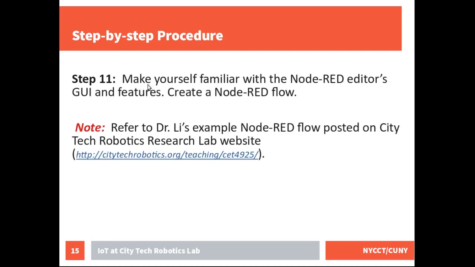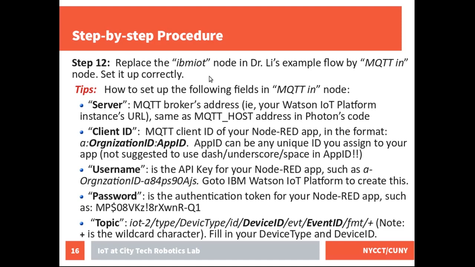Step 11. Make yourself familiar with the Node-RED editor's GUI and the features. Create a Node-RED flow. You can refer to my example Node-RED flow posted on CityTech Robotics Research Lab website. Step 12. Replace the IBM IoT node in my example flow with the MQTT in node. Set it up correctly. Here I have detailed instructions showing you how to set up the MQTT in node.